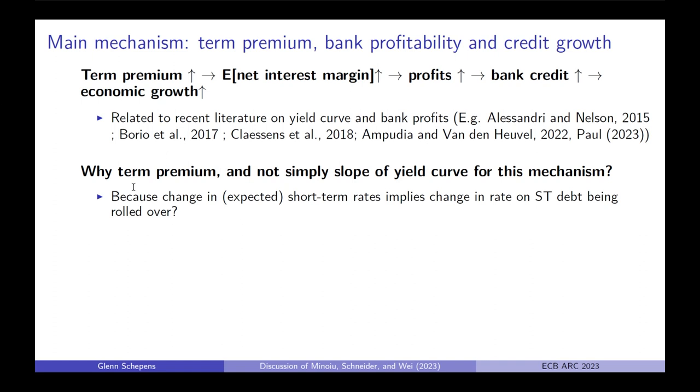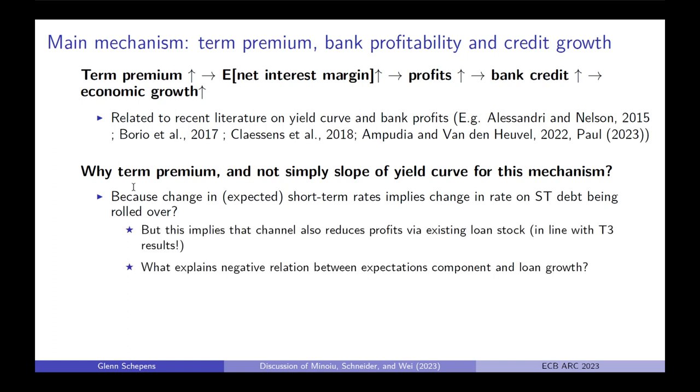I'm not sure whether that's the exact mechanism that you have in mind, but if it is this, then it's also, I think, very important to realize that via the same type of channel, of course, a bank also has a large loan book outstanding. And for these outstanding loans, if the expected short-term rates are going up, this means the expected margin on your loan book is going down, which reduces profits and could have the exact opposite effect, or you could get to the exact opposite type of channel here. So the interesting thing is that this implies a negative coefficient on your expected rates premium in your regressions.